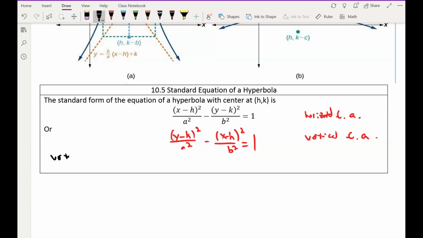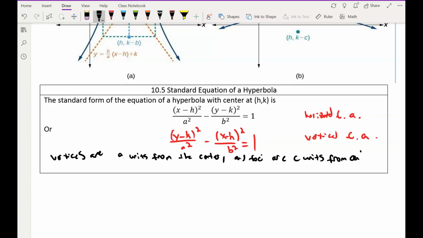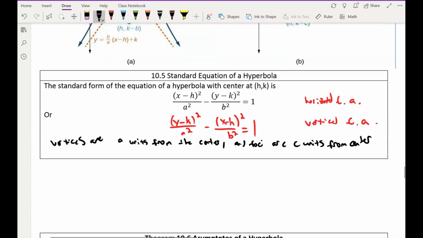The vertices are a units from the center. And the foci are c units from the center. That is exactly like an ellipse. That's the same statement for an ellipse. The focus is c units from the center. The vertex is a units from the center. But the way you relate these quantities is different, where c squared equals a squared plus b squared.